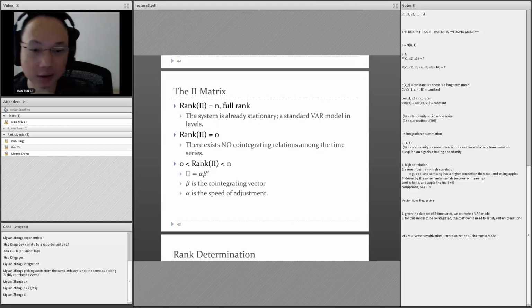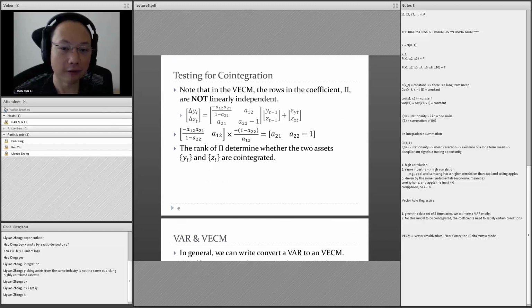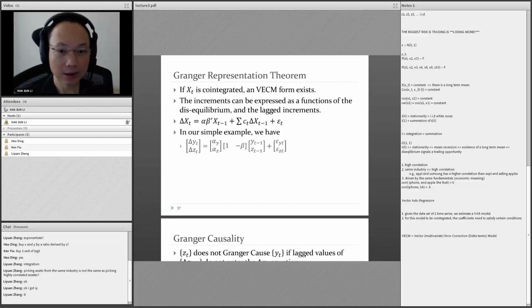This is very interesting because the pi matrix really tells everything about the co-integrating relationship. The rank of pi tells you whether a co-integrating relationship exists or not, and moreover, it tells you what the beta is, and it tells you what the alpha is. Using our example here, this is the pi matrix. You see that it can be decomposed into the product of alpha and beta. You see that? So the pi matrix can be decomposed as alpha and beta.